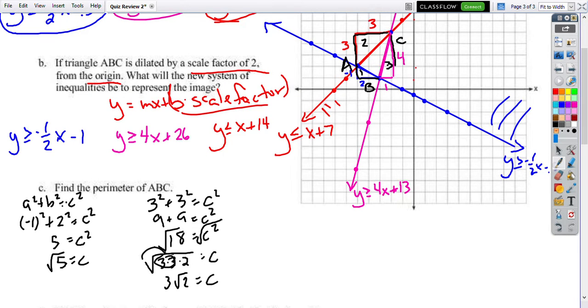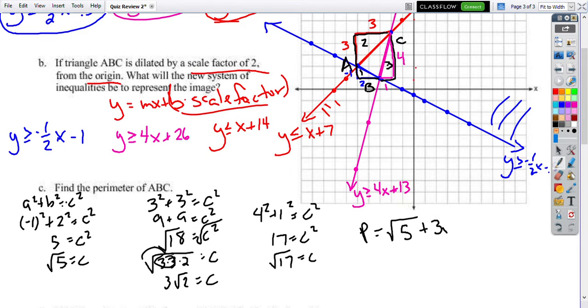And the last one is just 4, and then 1. So 4 squared plus 1 squared is equal to c squared. This is 17, and that's the square root of 17. So the perimeter, in simplest radical form, we have a radical 5, we have 3 radical 2, or radical 18, and we have radical 17.